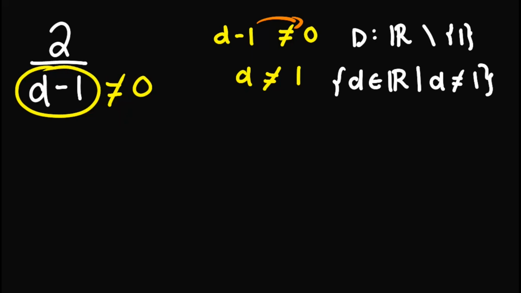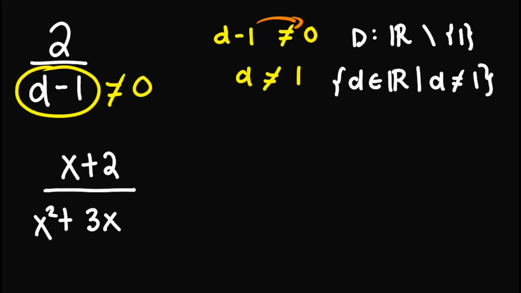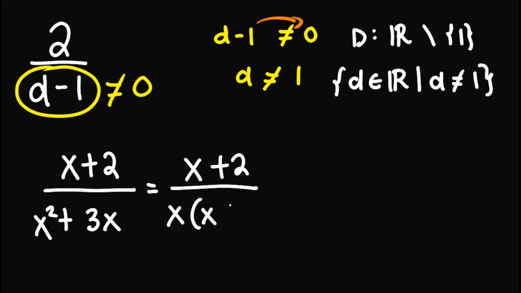Let's have this next one. Let's have x plus 2 all over x squared plus 3x. We know that this cannot be equal to 0. But before we solve that one, we first factor it, since we can write this as x plus 2 over x times x plus 3.